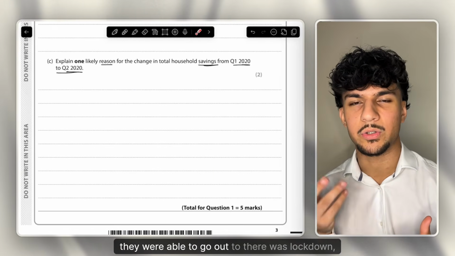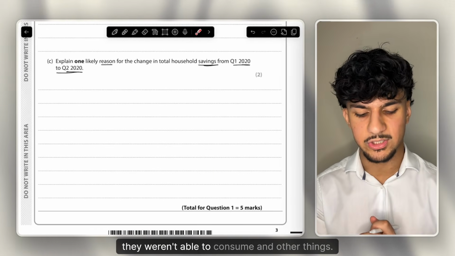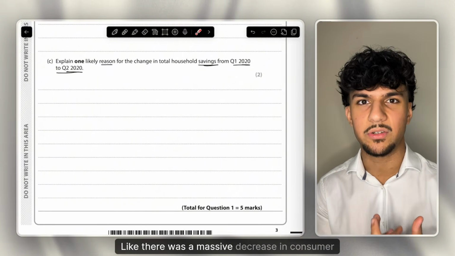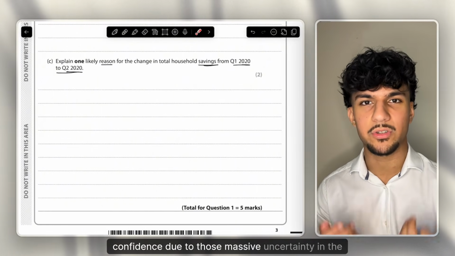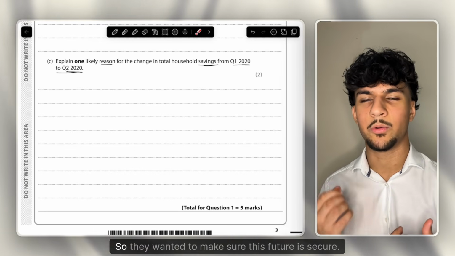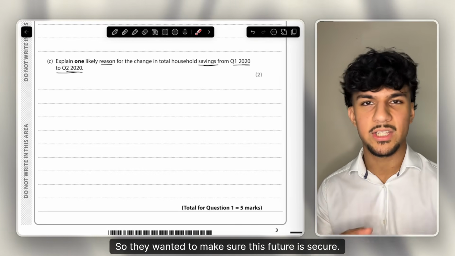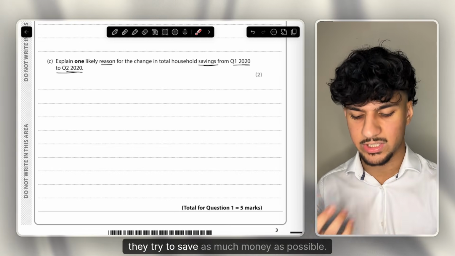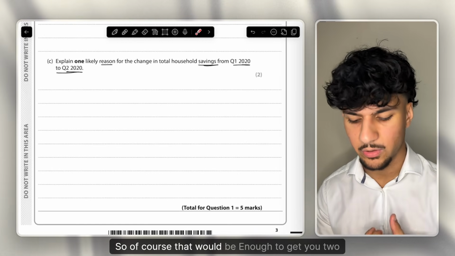They weren't able to go out, there was lockdown, they weren't able to consume, and there was also a massive decrease in consumer confidence due to the massive uncertainty in the economy. So individuals, for example some people losing their jobs, wanted to make sure their future is secure. So instead of just spending, they try to save as much money as possible. So of course, that would be enough to get you 2 marks.